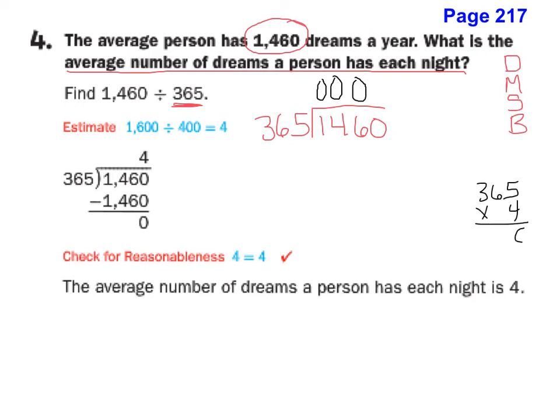5 times 4 is 20, carry the 2. 6 times 4 is 24, plus 2 more is 26. 3 times 4 is 12, plus 2 is 14. And that is exactly the same number as I have up here as my dividend. So I know it's going to be 1,460. When I multiply, I subtract and I get 0. And there is nothing to bring down. So my answer is 4.